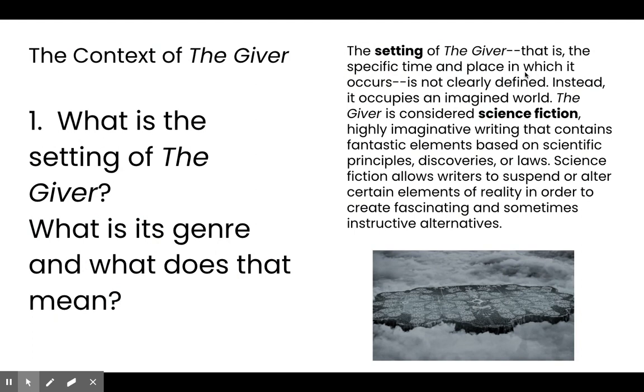So we begin with the question you're looking for: what is the setting of The Giver, and what is its genre, and what does that mean? Remember, genre is the type of literature. So the setting of The Giver, that is the specific time and place in which it occurs, is not clearly defined. Instead, it occupies an imagined world.